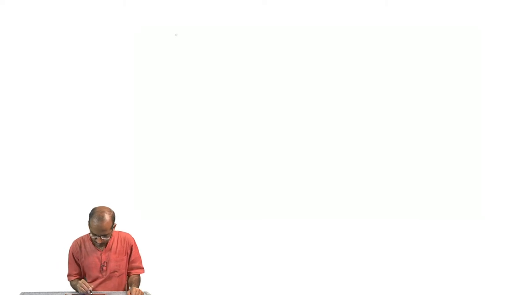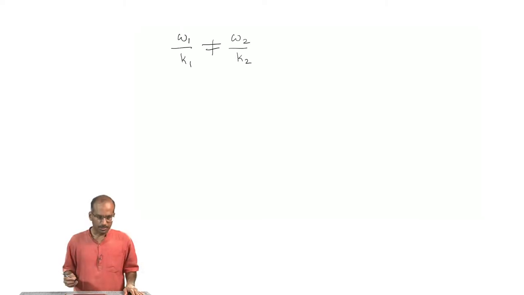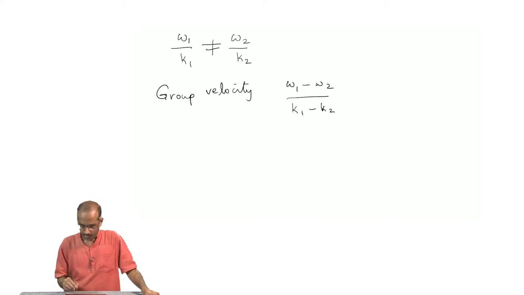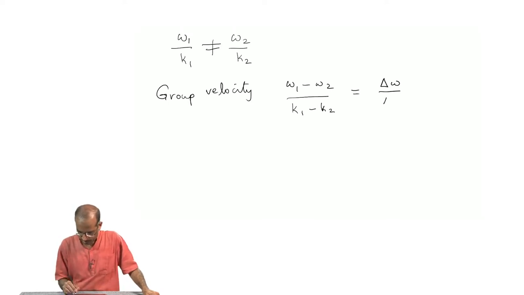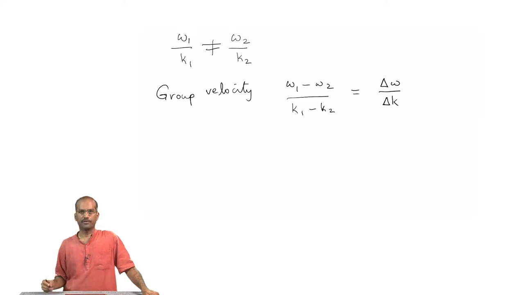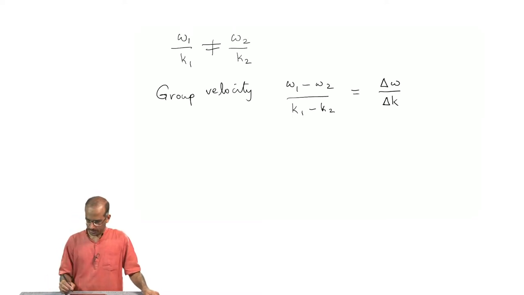Now, let us consider the other case. What happens if omega 1 by k1 is not equal to omega 2 by k2? In that case, we could define what is called a group velocity, and we can indicate it by delta omega, which implies the difference between the two angular frequencies, divided by the difference in the wave numbers. Let me call it Vg.